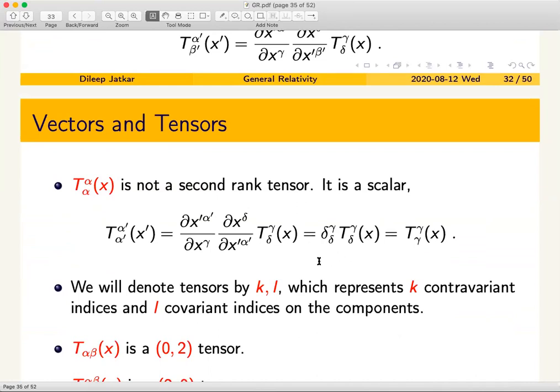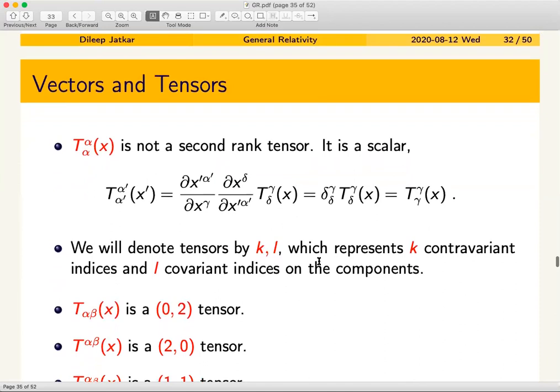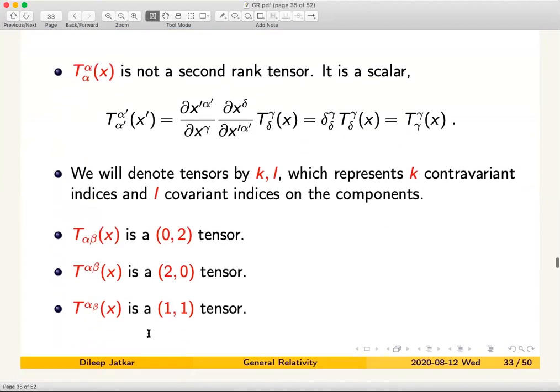Okay, so what we will do is denote these tensors using a notation, say (K, L), which represents K contravariant indices and L covariant indices. For example, T alpha beta would be called a (0,2) tensor because it is a covariant tensor.